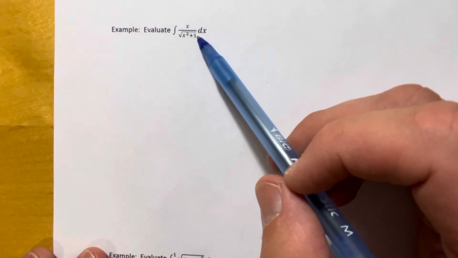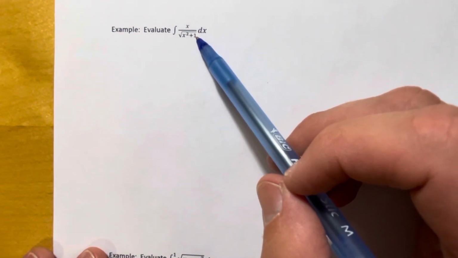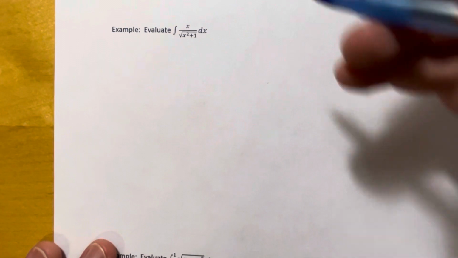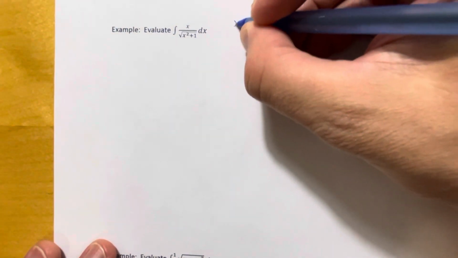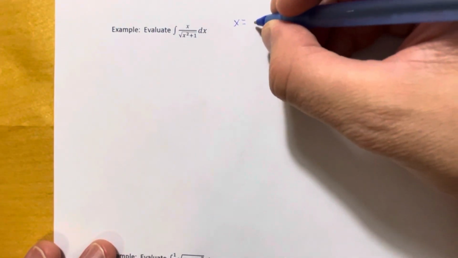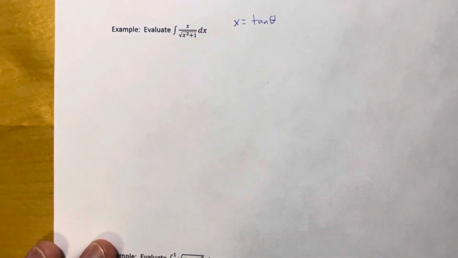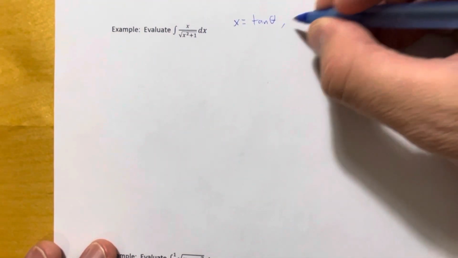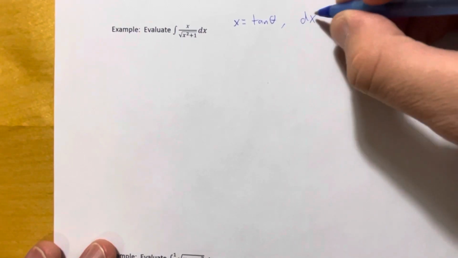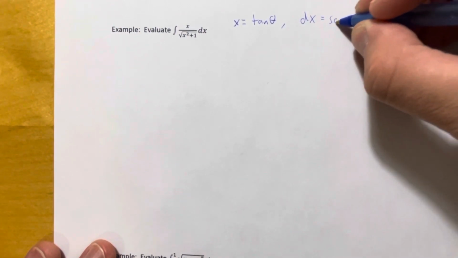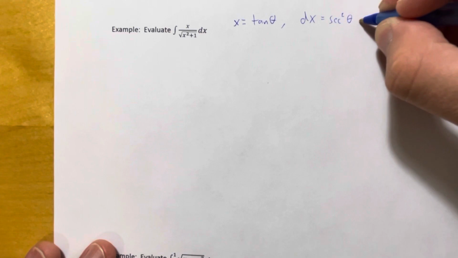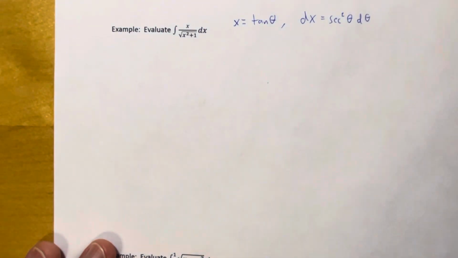Well, a squared would be this 1 right here. So that means a is also just 1. So I'm going to set x equal to 1 times tangent of theta, which I don't really even need to write the 1. I could just say tangent of theta like that. Okay, now let's find dx. Well, the derivative of the tangent function is secant squared. So I get secant squared of theta, d theta.